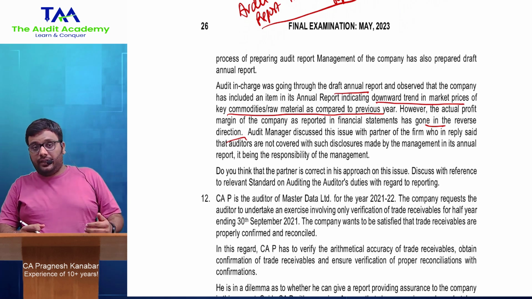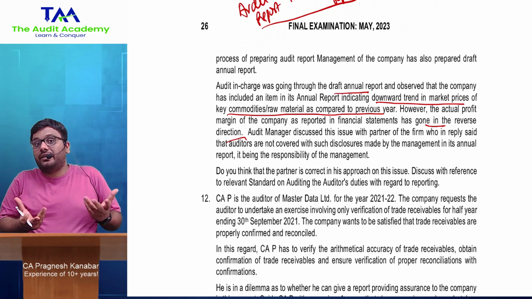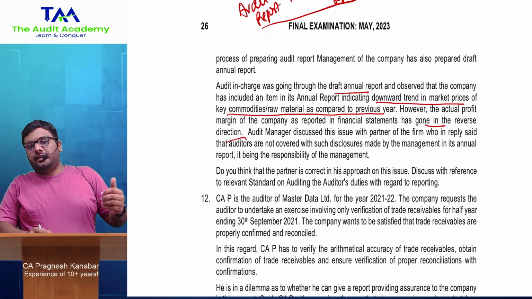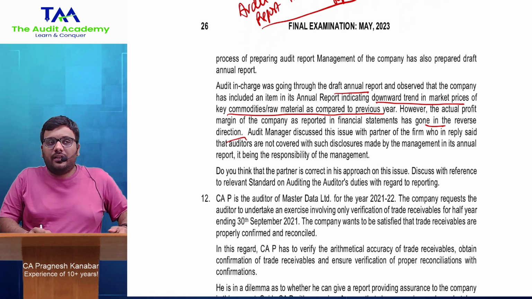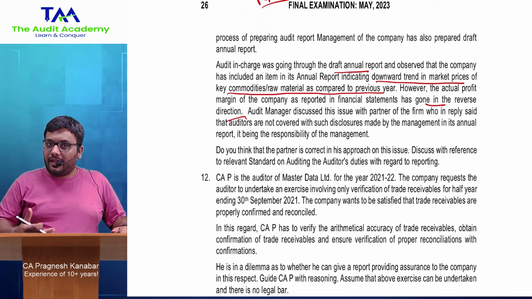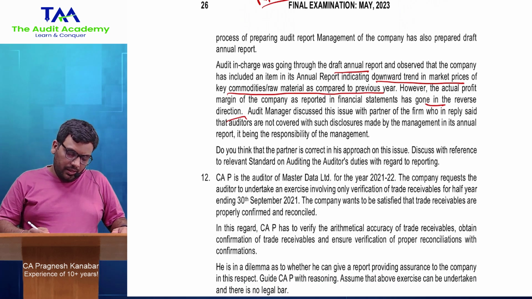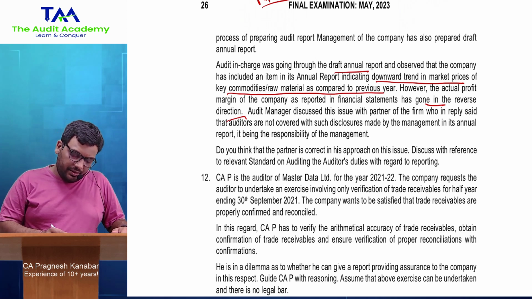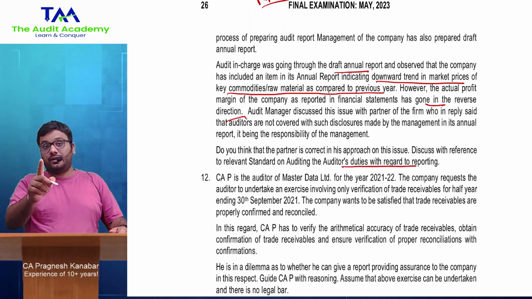If they are not rectifying it, and over here, because the audit report has not been signed yet, all right, then in that case we can take a step of writing it in the other information paragraph and highlighting it. All right, so there are lots of things that can happen over here. Discuss with reference to the relevant standard with regards to the auditor's duty with regards to reporting.